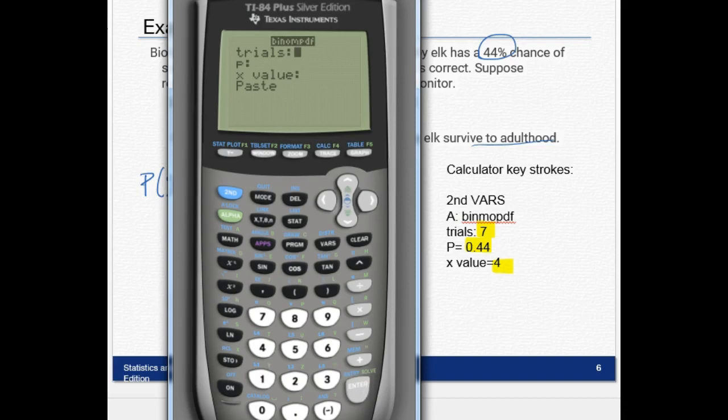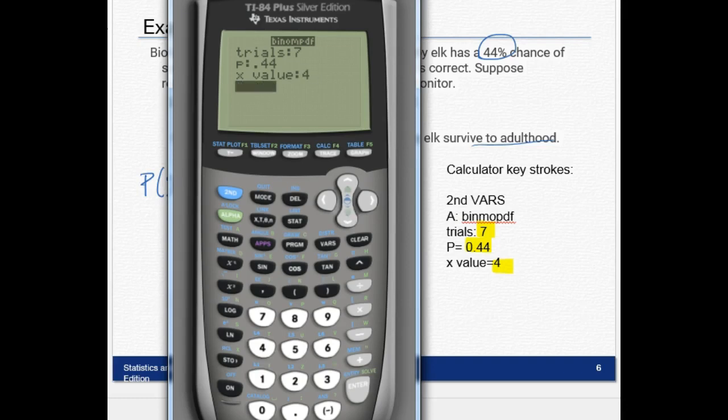And then it should tell you trials. It should say trials, p, and x value. So in this case, we had 7 trials. We had a p-value of 0.44. Make sure you put the decimal. If you don't put the decimal, you're going to get an error. And then the x value was how many do we want to survive in this problem? 4. 4 out of the 7.